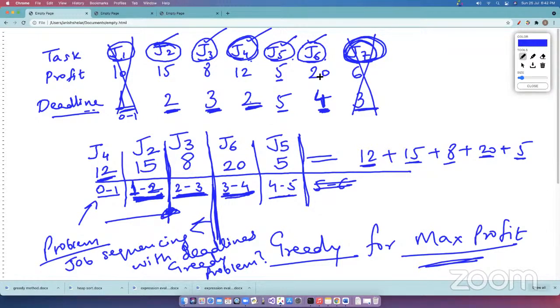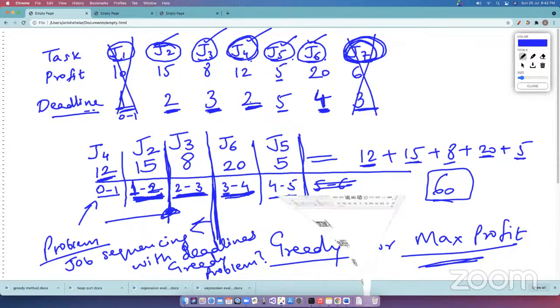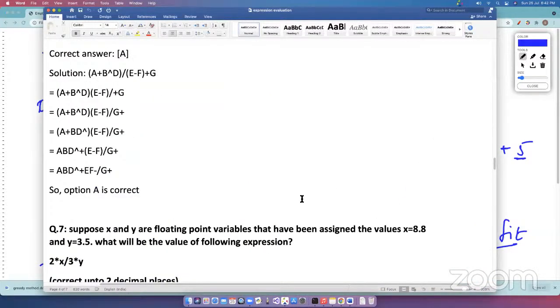So by the way, the answer to this question is 60. 60 is the maximum profit. A is the option. Okay, I hope you got that. Now, let's see one more problem like this about greedy algorithm. I opened some other question paper. Give me some time.